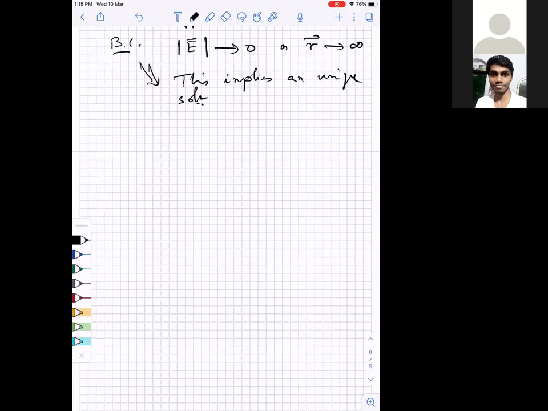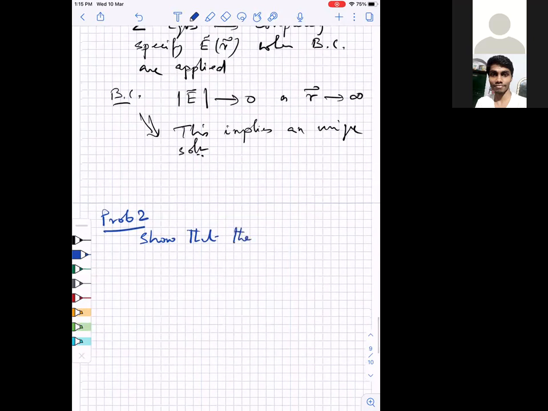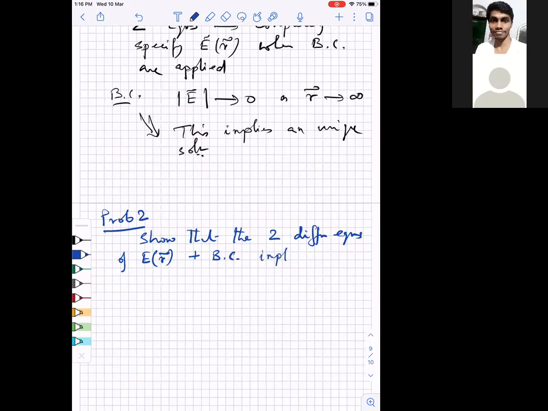So let me give you problem two again. This is a chance of doing it again. Show that the two differential equations for E of r plus the boundary condition imply a unique solution.